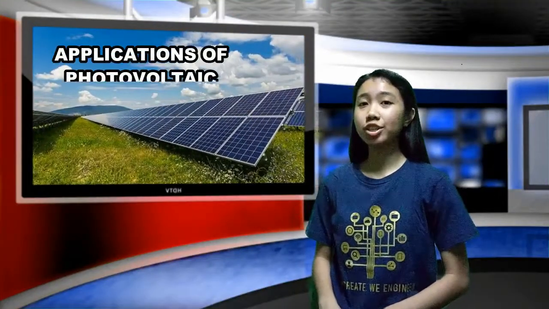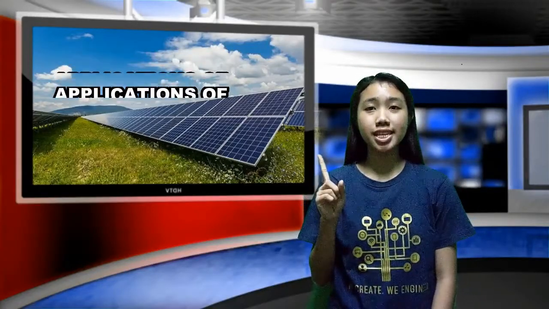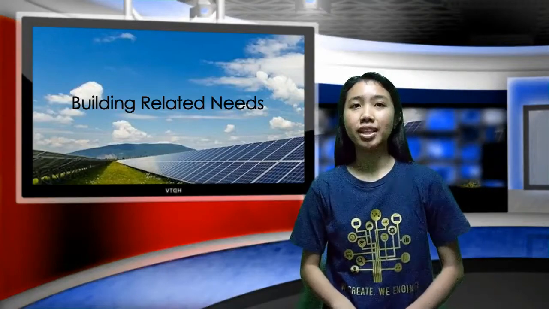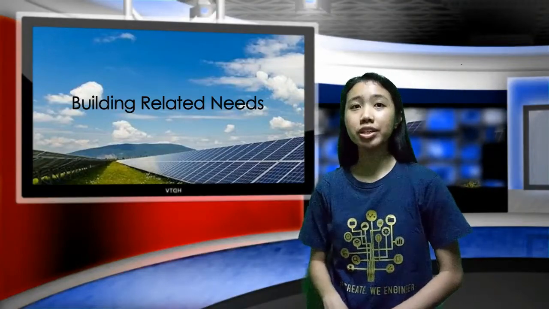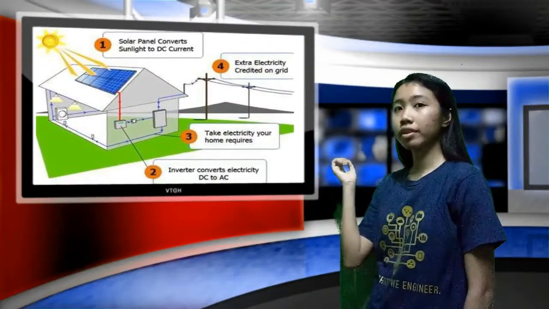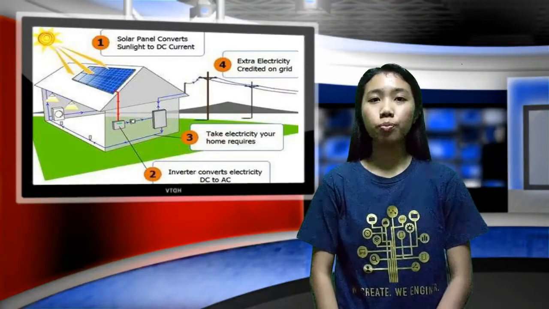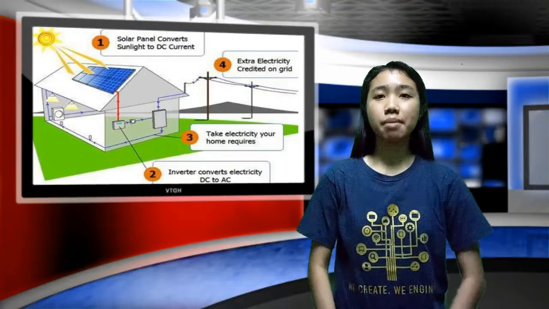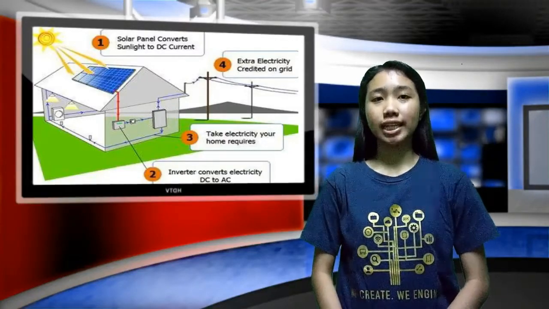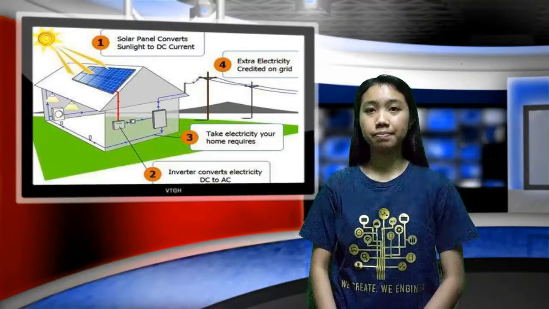What are the applications of photovoltaic in today's world? So first is the building-related needs. PV panels mounted on roofs or ground can supply electricity in buildings. This figure shows a typical photovoltaic panel system on the roof of a house. This system allows owners to sell generated electricity to the national grid, effectively lowering the house owner's electricity bill.